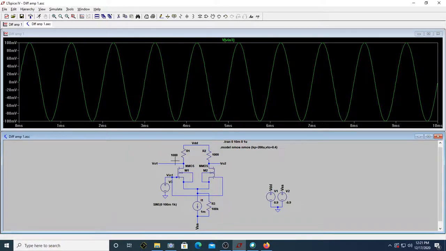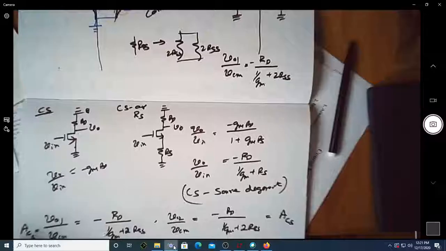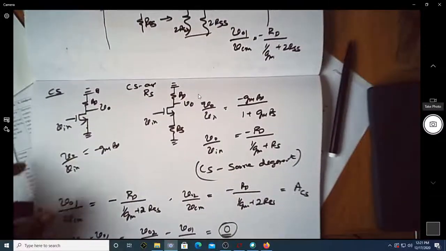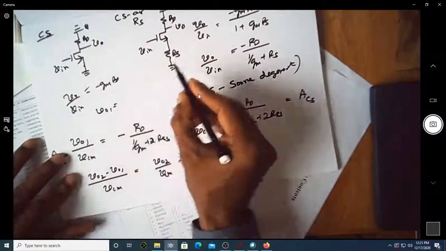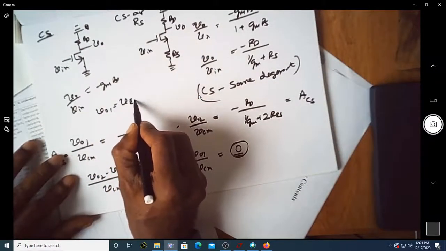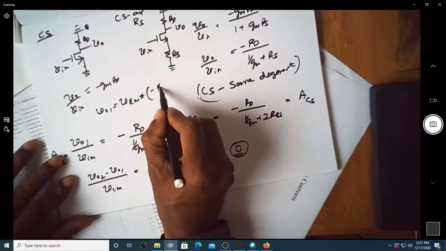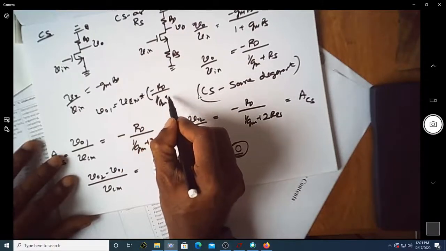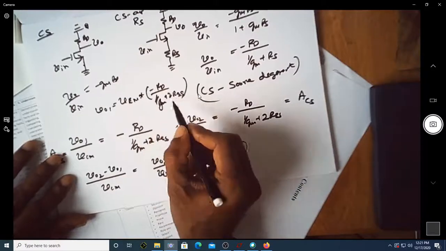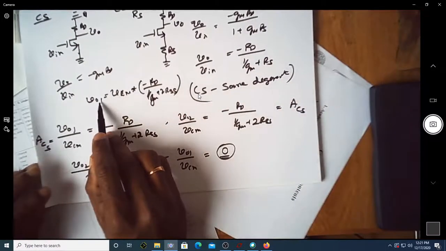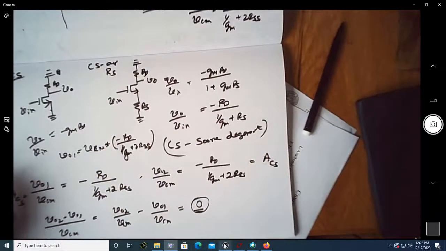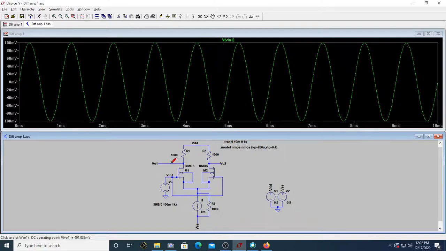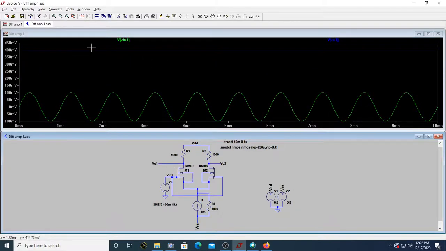Let me measure V01. V01 is, as per this, VCM multiplied by minus RD into 1 over GM plus 2 RSS. This is the expression for the value of the output voltage at V01. Let me go back and try to see. Okay, you cannot see anything over there.